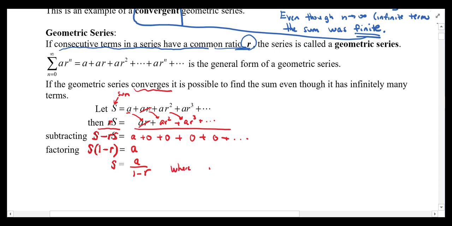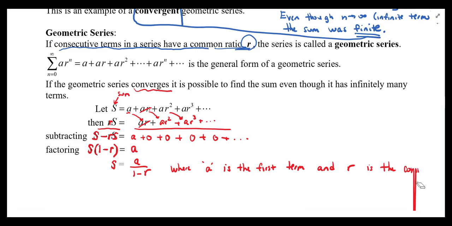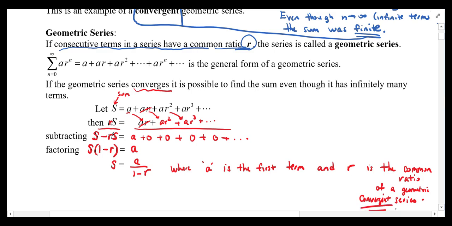Where a represents the first term, and r is the common ratio. And once again, this is of a geometric series. And maybe I should say convergent series, to be more exact.